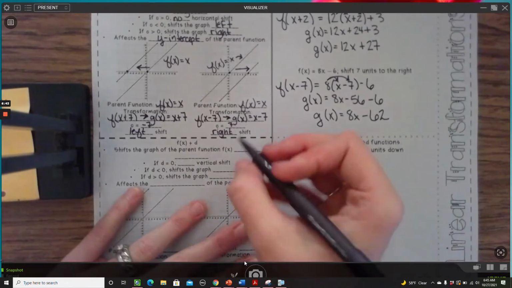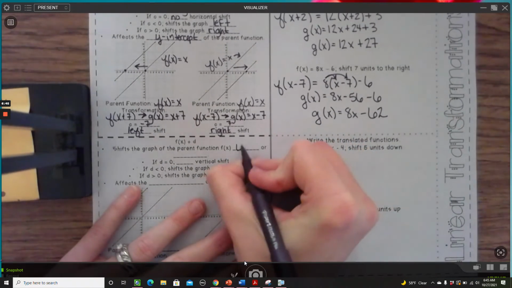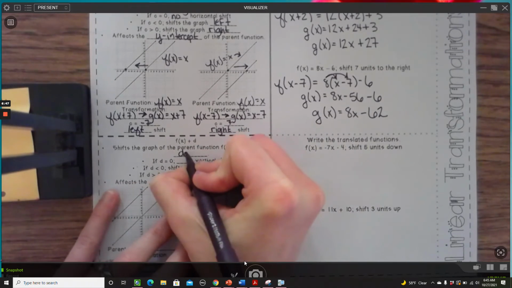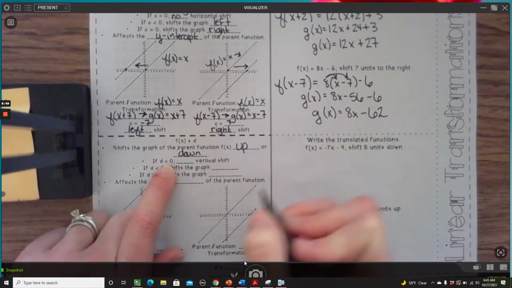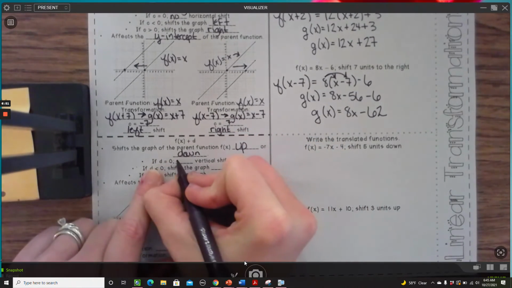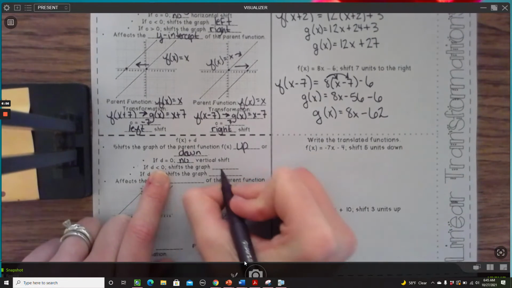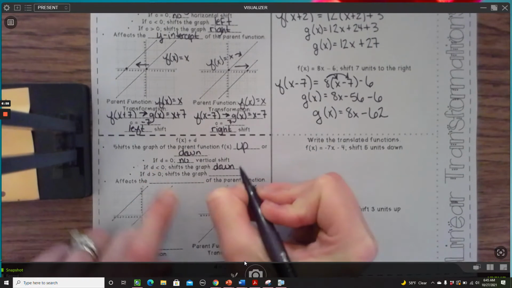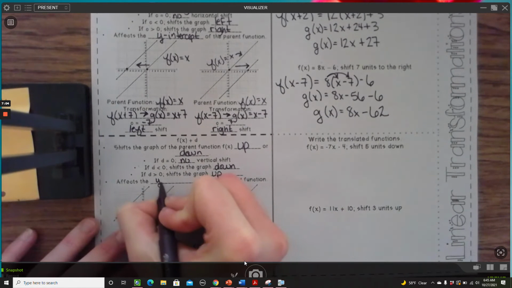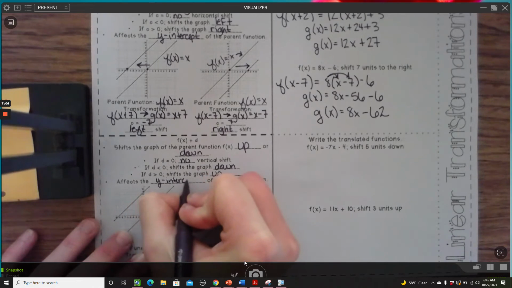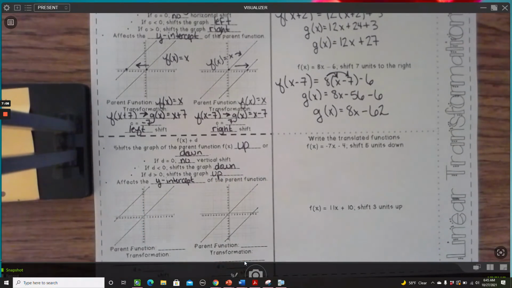So this is going to shift the graph of the parent function f of x up or down. So if that d value equals 0, there's no vertical shift. If d is less than 0, it's going to shift the graph down. And if d is greater than 0, it's going to shift the graph up. This affects, again, the y-intercept. It's not going to change the slope of these linear functions.